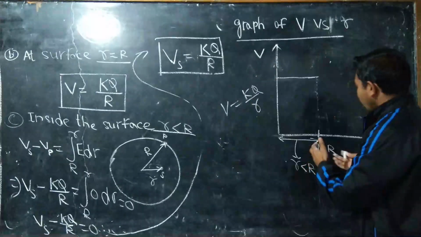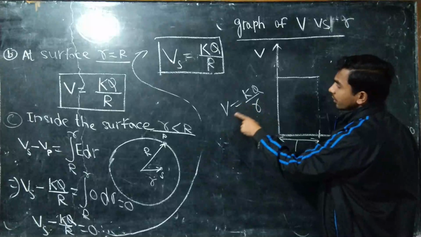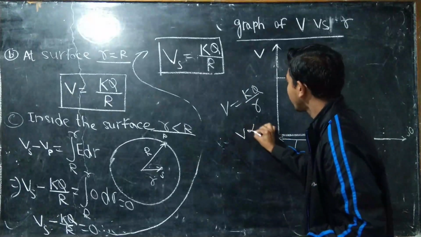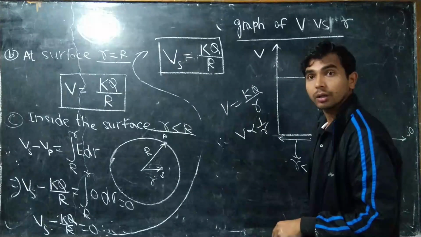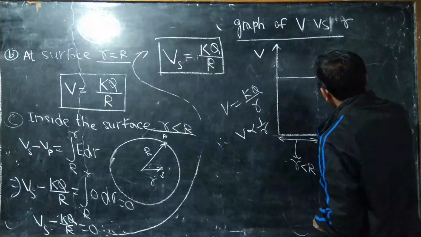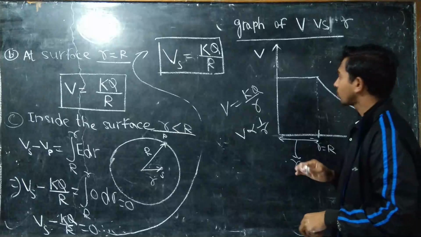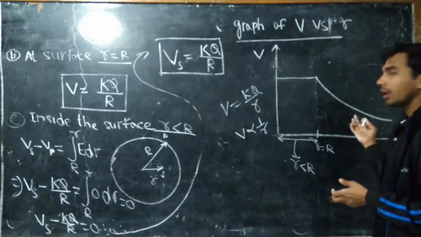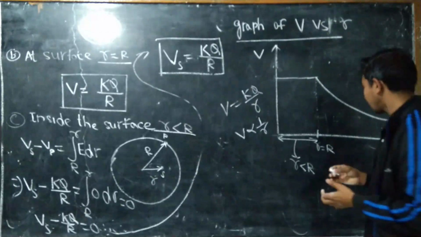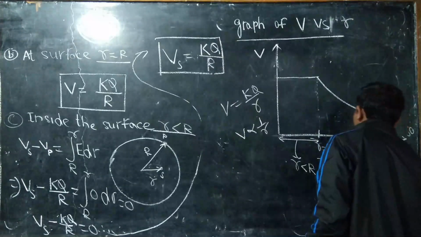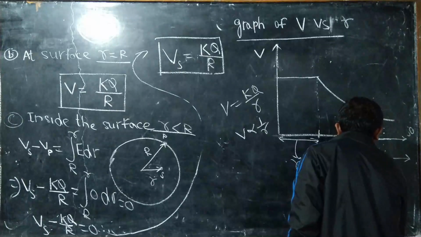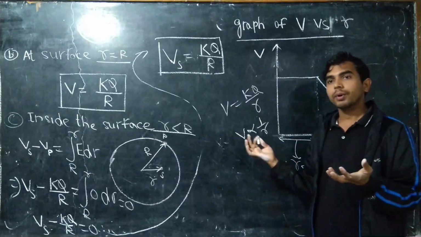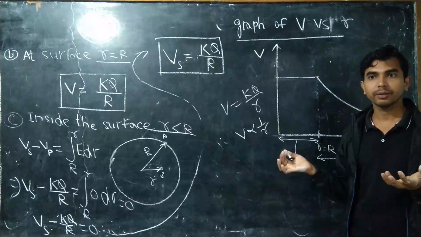That means beyond the surface, potential is decreasing with R. Here you can see V is inversely proportional to R. So in this region potential is decreasing with R. So this is your graph for potential and R, where R is the distance from the center, and in this region R is greater than capital R.